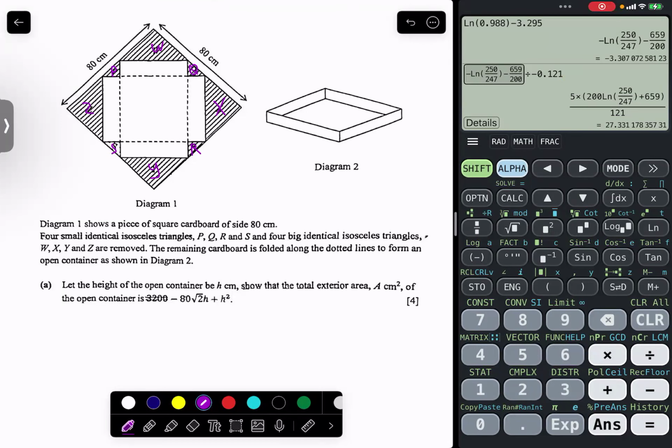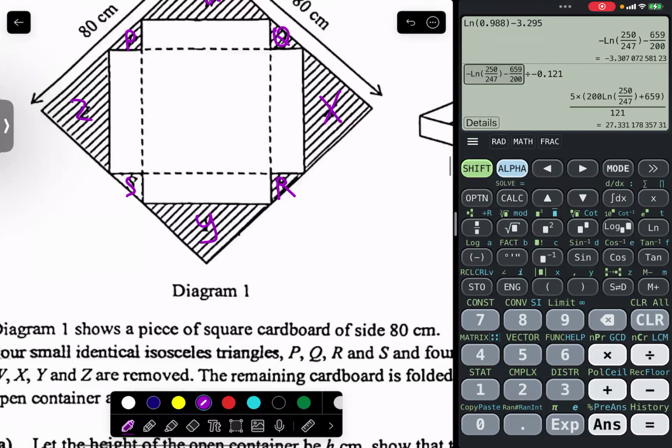The remaining cardboard is folded along the dotted lines to form an open container. Let the height of the open container be h, which means this small part equals h. Show that the total exterior area of the open container is 3200 minus 80 square root 2 h plus h squared. So we want to express it in terms of h. Right, fine. Let's zoom into the diagram a little bit more.